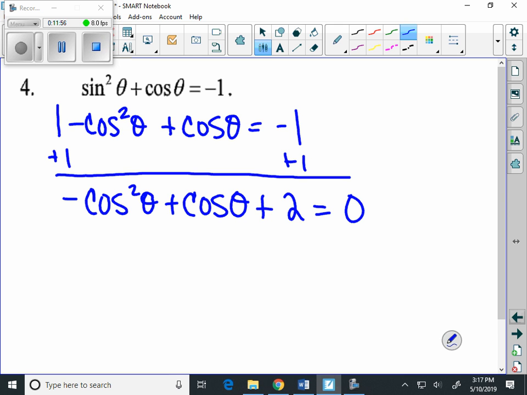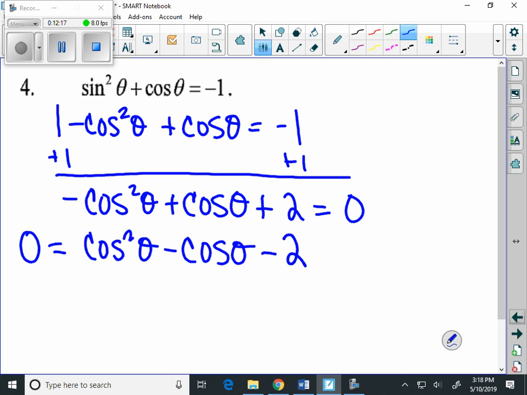And by the way, let's move that to the other side so that we don't have a negative cosine squared. So we're going to take the negative cosine squared and we're going to move it over here to the right. So it's going to become positive cosine squared. So it's going to be 0 equals. And then we're going to move the cosine over, so that's going to be minus cosine theta. And then plus 2 is going to be minus 2 when we move that over to the other side.